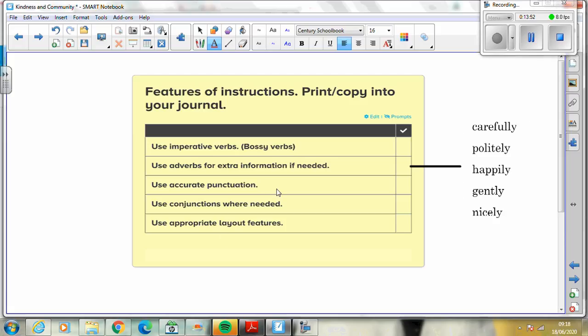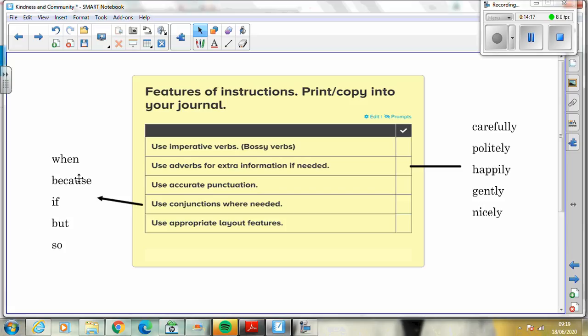Accurate punctuation, capital letters, commas, full stops. Conjunctions where needed. The conjunctions that we're looking at this week are, if you can remember from the earlier slide, when, because, if, but, so. And appropriate layout features, like I've shown you in the previous examples. So that is your main task for this week.